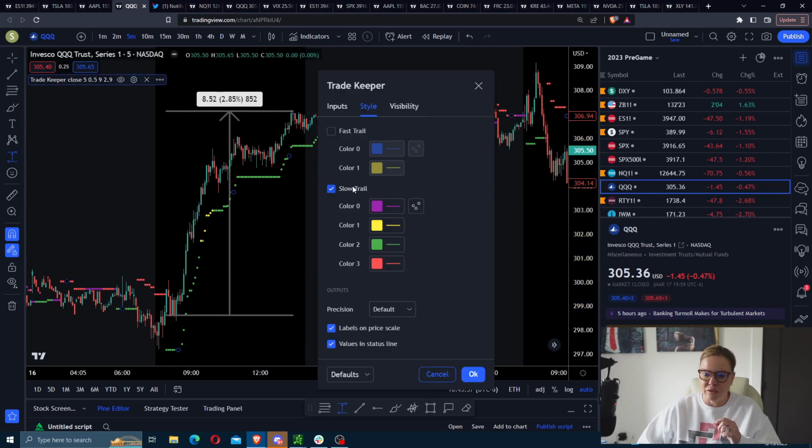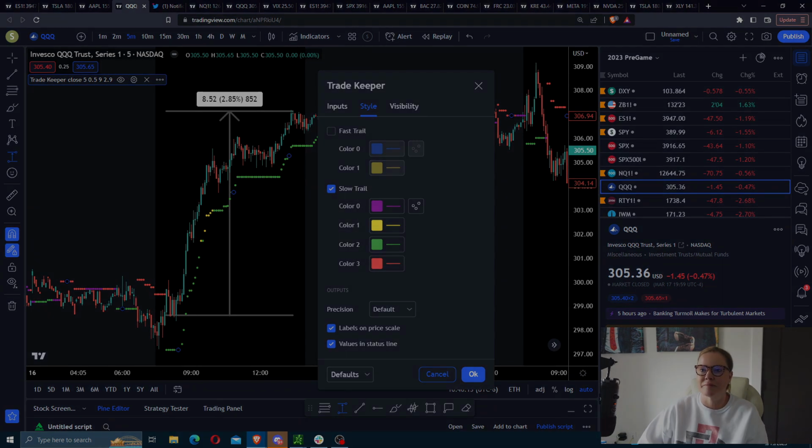So I use the slow trail. Again, the purple and yellow are caution dots, just saying, hey, watch your trend. It may be changing soon. Green is a long signal and red is a short signal, and it keeps you in a trending trade. So I hope that helps explain the TradeKeeper indicator.